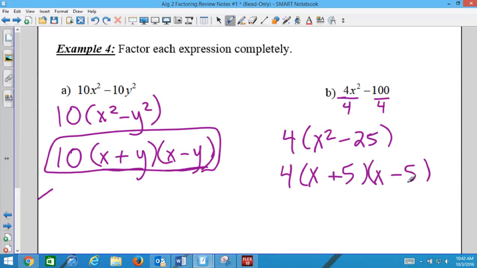But then we have to check those for perfect squares, difference of squares again. Is this a difference of squares? No. Why not? Addition, plus. Okay. Is that a difference of squares? It's subtracting, but it's not squares. So then we are done.